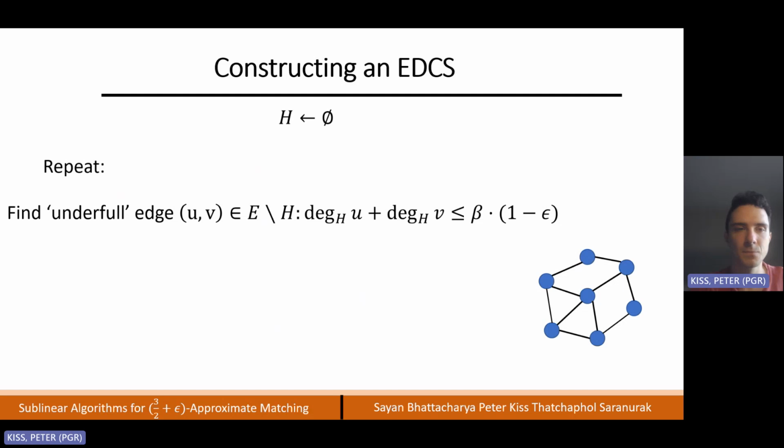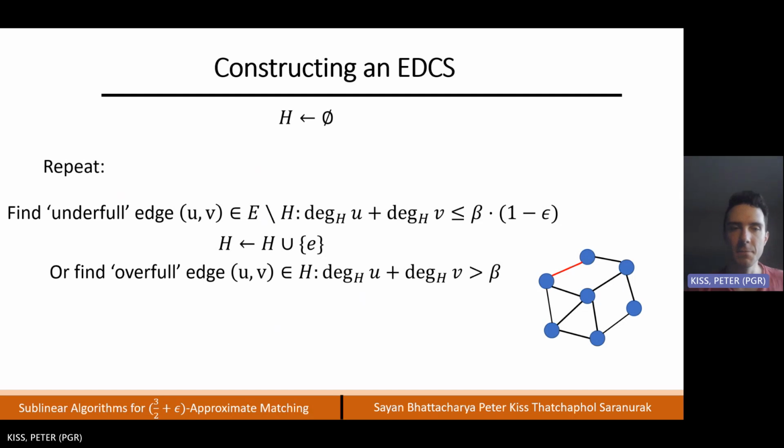So how do we actually construct an EDCS in a sublinear world? This is building on a standard algorithm from the Bernstein and Stein papers, but we implemented it in the sublinear model. So we just initially set the EDCS to be empty, and we repeat the following simple operation. This is a standard greedy algorithm. If we find an underfull edge, that is an edge which has a small edge degree, outside of the EDCS, that edge should be included in the EDCS, because the definition there is violated, so we just add it to the EDCS.